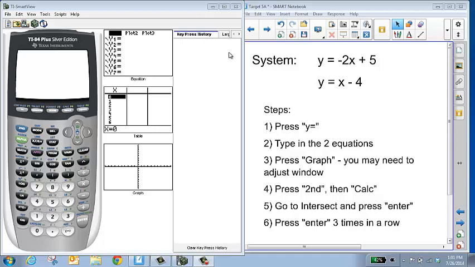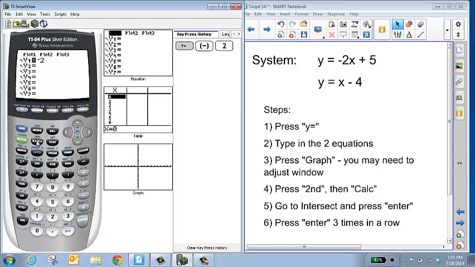So the first thing we want to do is hit the Y equals button, and type in our two equations. For y1, we're going to type in negative 2x plus 5, and then hit enter, or you can arrow down to get to y2. For y2, we're going to type in our second equation, which is x minus 4, and hit enter again.